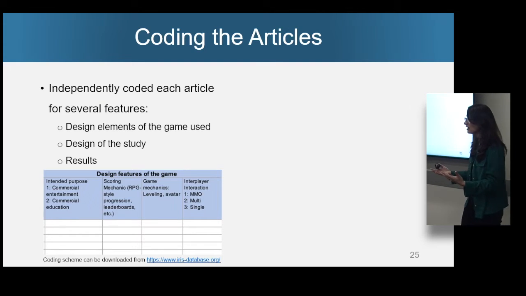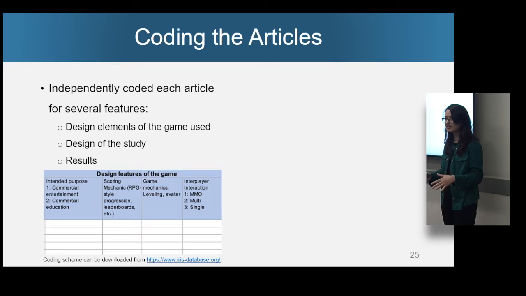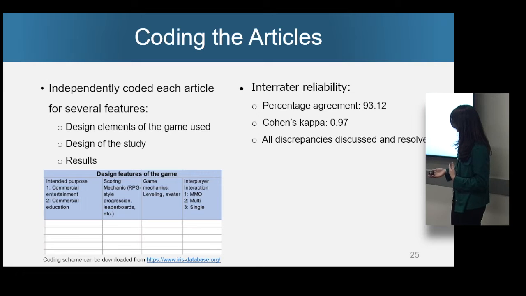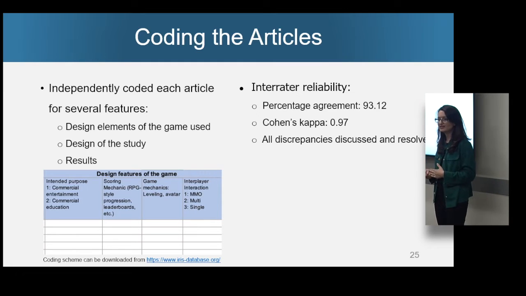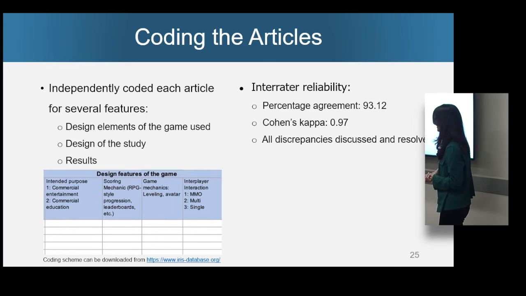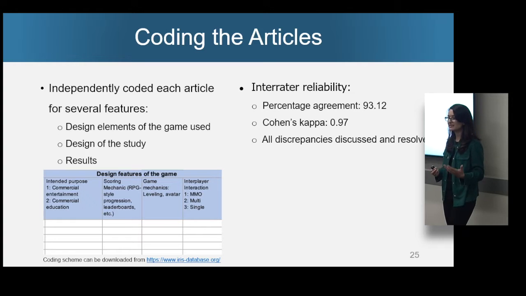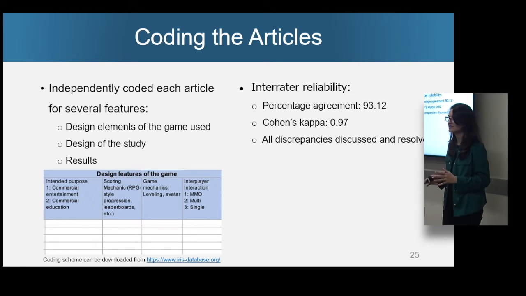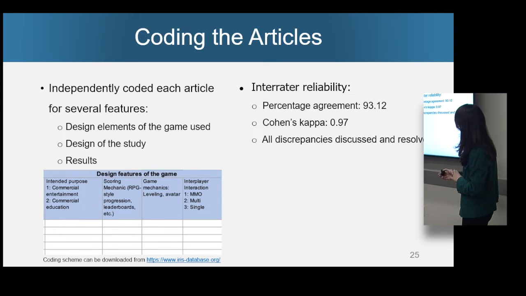So once we had all the articles that fit our inclusion criteria, we coded each article for the design elements of the game that was used in the study, the design of the study, and of course the results from the study. And we used a coding scheme that looked like this. This is just a tiny portion of the coding scheme. Each row in this Excel file represents a sample from a single study. And we had high inter-rater reliability, and on top of that, we discussed all the discrepancies we had in our coding before moving on to the data analysis.